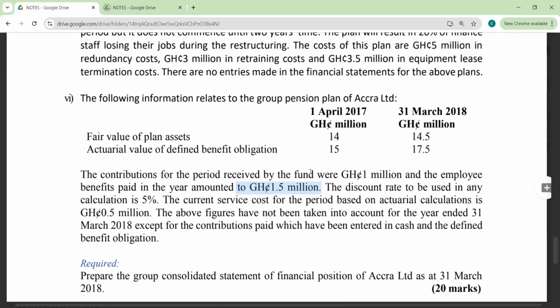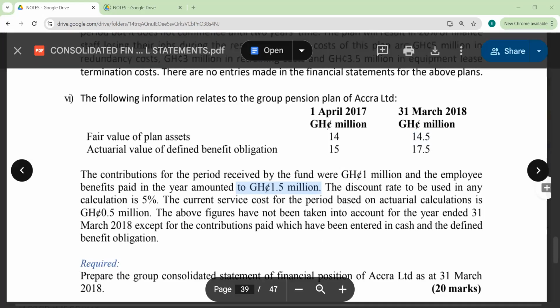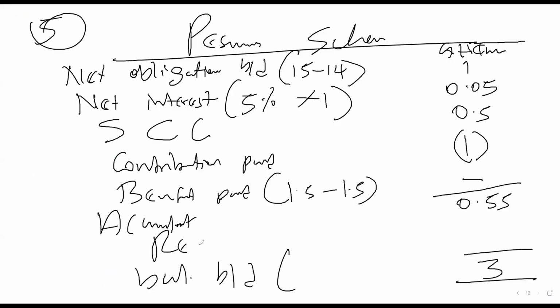Now, we are done. Find the difference. Remeasurement, what? Cost. How much is it? 2.45. Do you agree? Or you don't agree? If you don't agree, let me know.